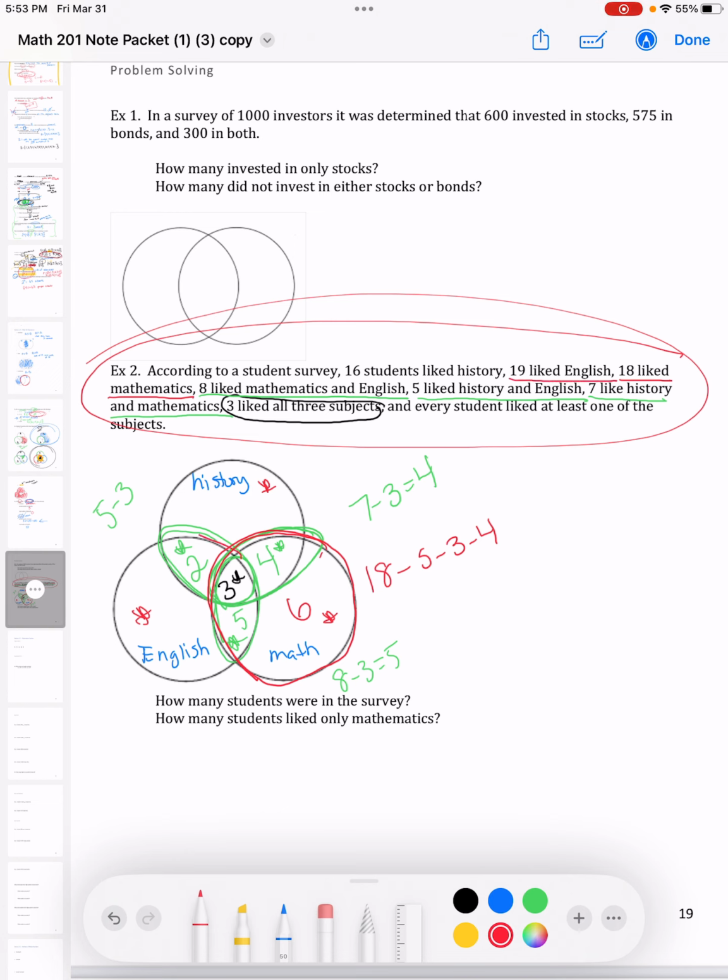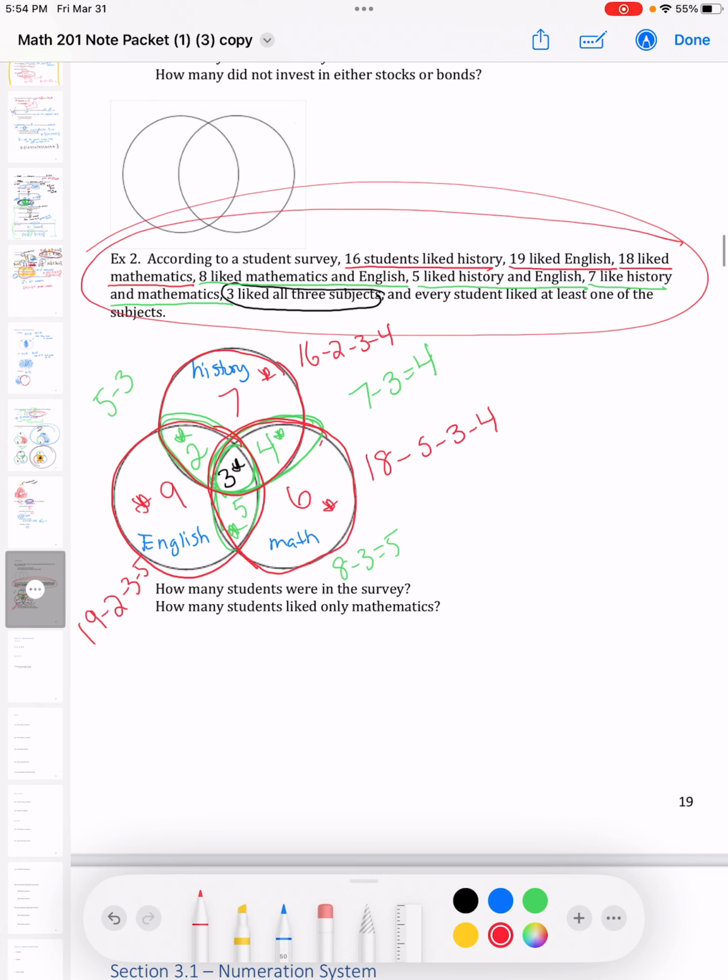19 like English, so if I think about that entire English circle, there are other numbers already in there. So I'm going to subtract those off. So I'd have 19 minus 2 minus 3 minus 5. That's going to leave me with 9. And then history. Again, there are already numbers in there, so I'm going to subtract those off. If you get one of those problems in my math lab that uses the word only, you don't have to subtract. That step's basically already been done for you.